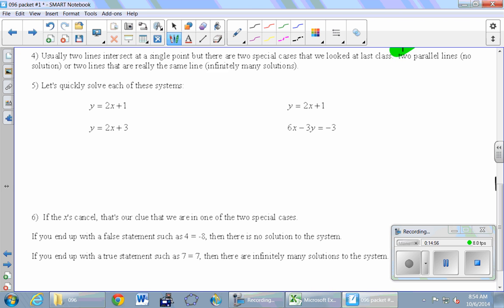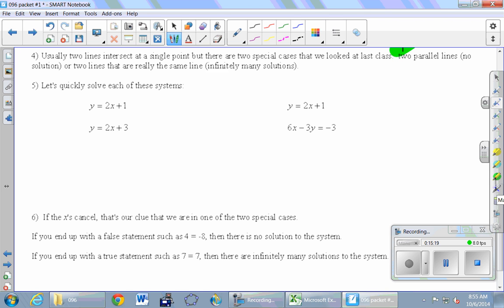And then we had the same line twice. How many times did they intersect? Infinitely many times. And so if you're looking at a picture, it's pretty easy to see if you're in one of these special cases. But here we have no pictures to help us, so we need to know what to look for to identify that we're in one of those special cases.